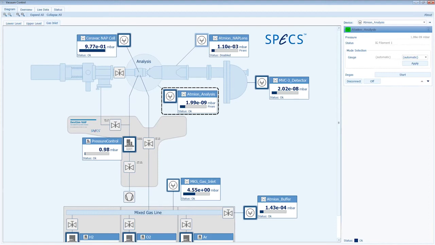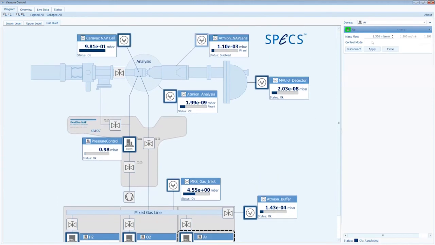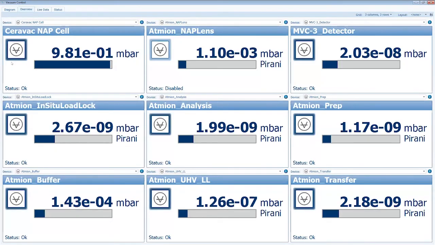So we are close to 1 millibar, 0.98. Let's say it's 1 millibar. If you want higher pressure, we just simply increase the flow rate here, but it probably will get there eventually. And what we are showing now, so this here, this is the NAP cell.